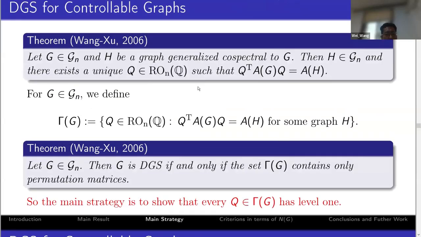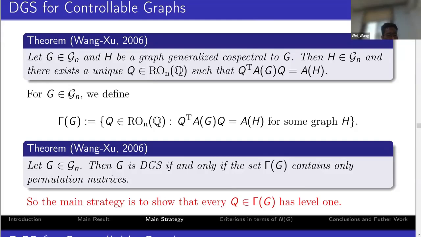So here is a basic strategy for how to show a controllable graph to be DGS. Suppose G is a controllable graph and H is a graph generalized cospectral with G. Then H must be controllable, and there exists a unique rational orthogonal matrix Q with constant row sum, such that A_G and A_H are similar via Q. So they are rational orthogonal similar.